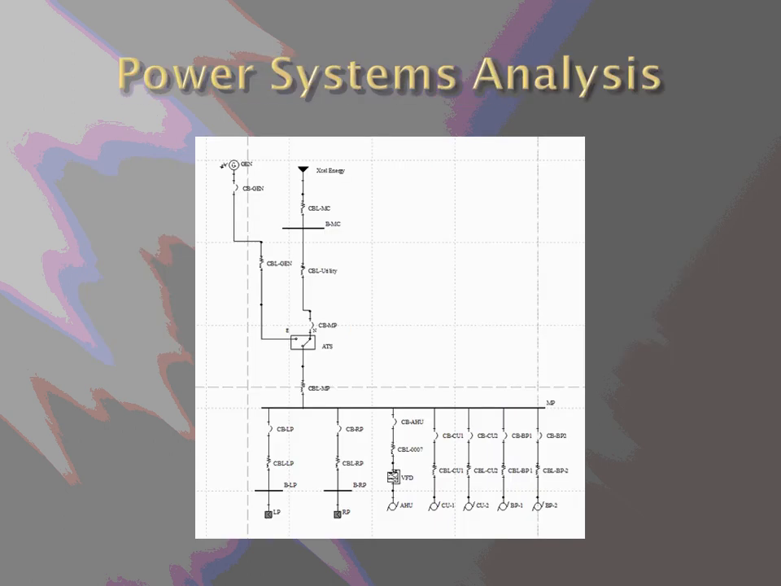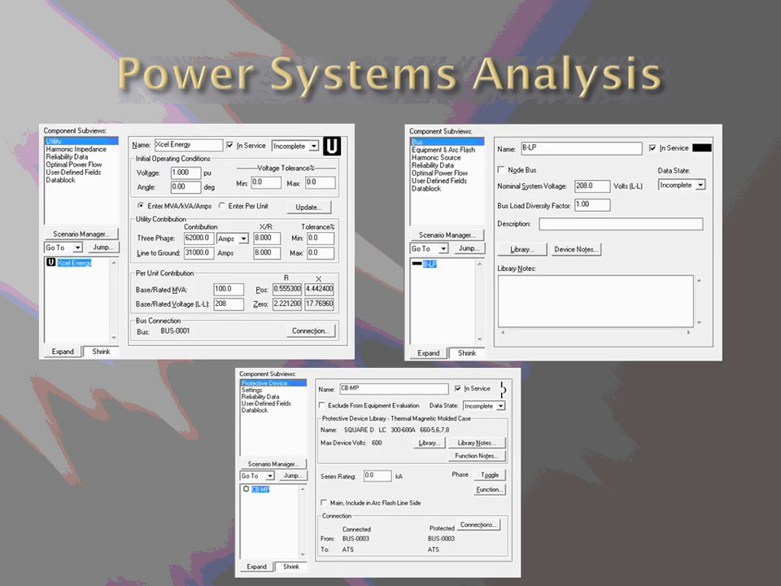This is through SKM PowerTools for Windows. This is my one-line diagram. It's similar to what Adam had in the first one. It starts out with Xcel, power coming through there, and then going through all the cables, then the transfer switch, and then to the generator.